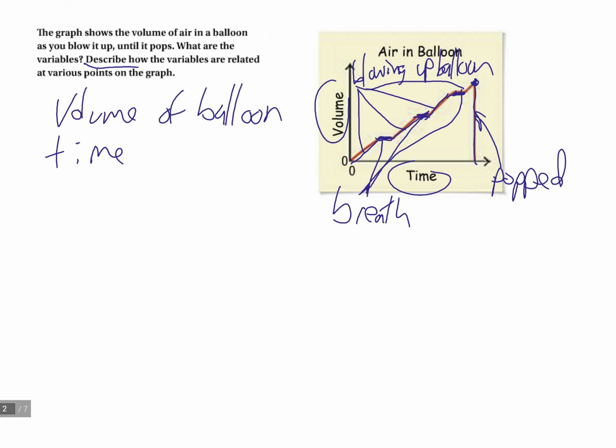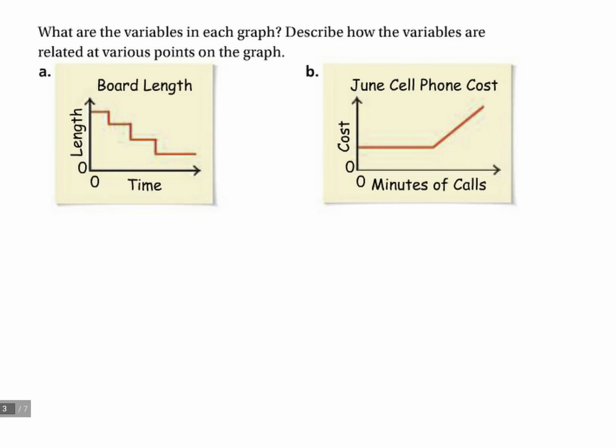Okay, so now we have a description of how the variables are related at the various points in the graph. That is what you're supposed to do when it tells you to describe how the variables are related at various points. Okay. So we have a couple more examples. Let's take a look. This time, what are the variables in each graph, and describe how the variables are related at various points on the graph. So let's take a look at A.